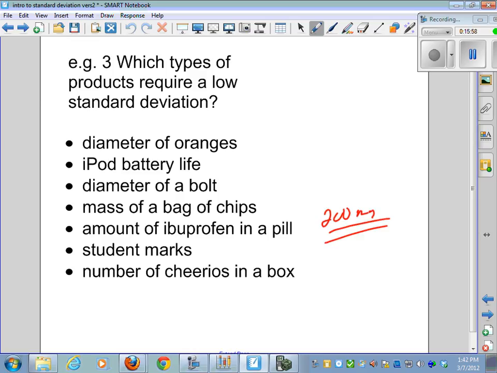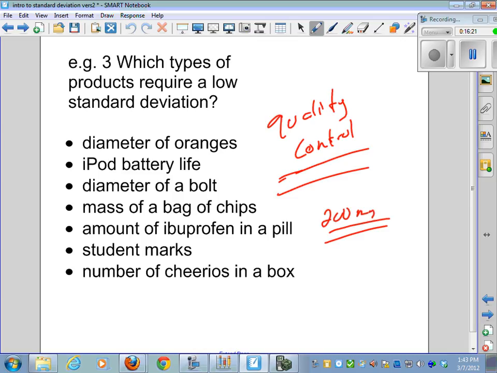You want low standard deviation. Number of Cheerios in a box, does that matter? Yeah, not as much, right? But certainly all of these topics have a certain amount of quality control built in. Companies that manufacture things are concerned about standard deviation.